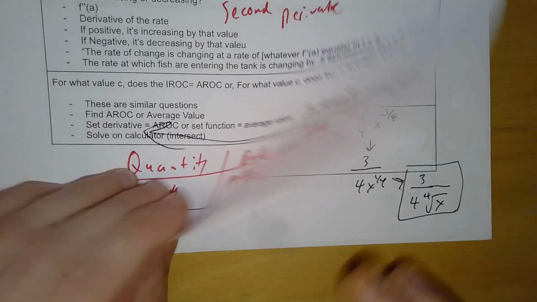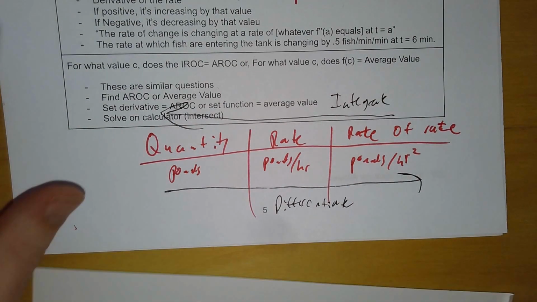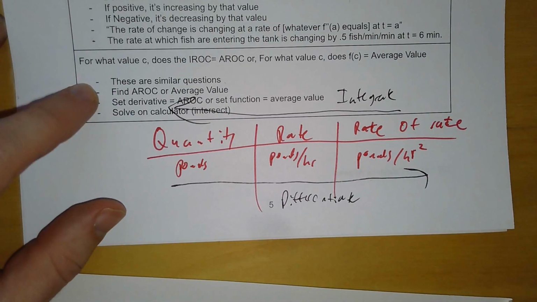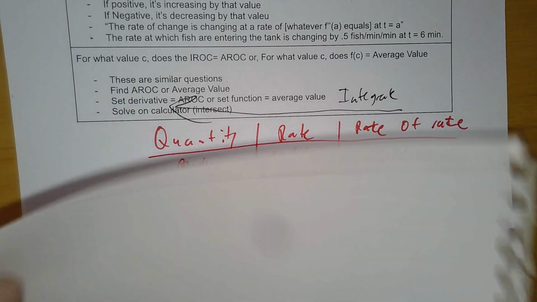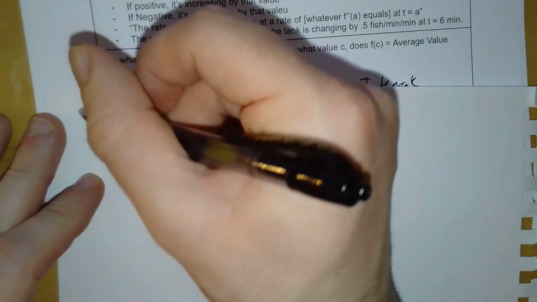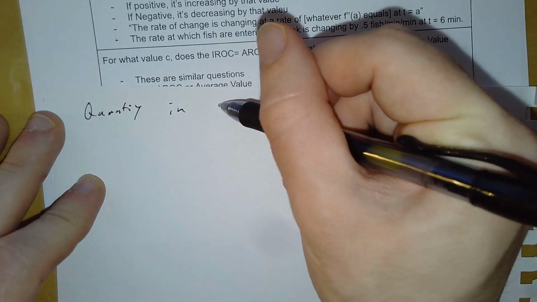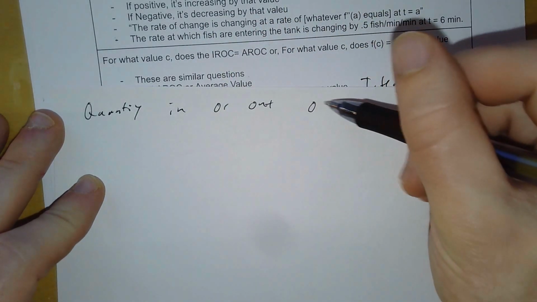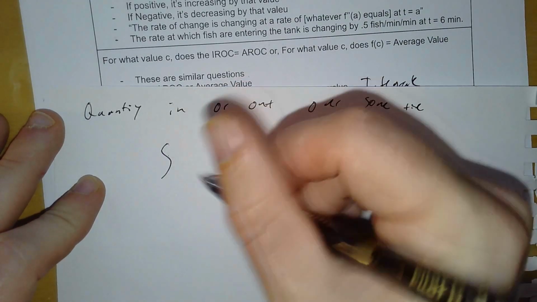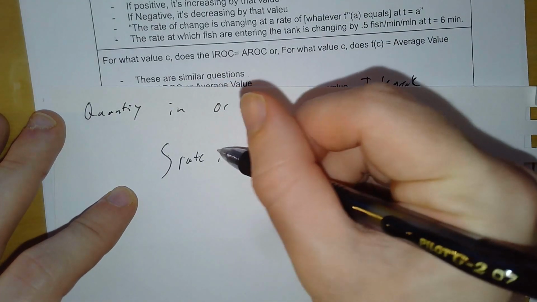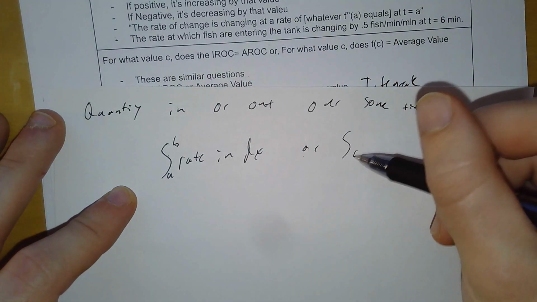you know what, let me take a moment just to do those. I want to go over those. The other two that I didn't really cover, I've got rate increasing, decreasing. I'm going to talk about this one in a bit because I'm going to do a problem like this. But the other two I didn't cover are quantity in or out over some time. That's an integral. It's either the integral of the rate in from A to B, or the integral of the rate out.